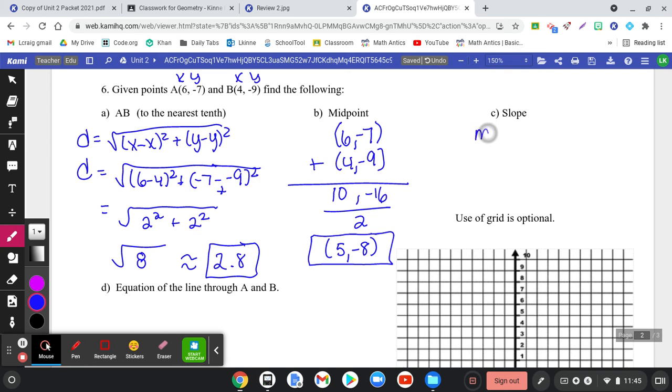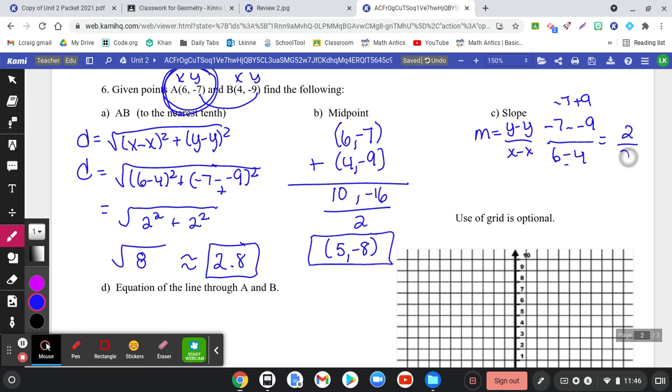And your slope, y minus y over x minus x. It's technically y2 minus y1 over x2 minus x1. But that's just to make sure that you're being consistent. So do your y's. You can either do negative 7 minus negative 9 or the other way around. I'm just going to do negative 7 minus negative 9. Since I started with negative 7, I got to start with 6 minus 4 on the bottom. So negative 7 plus 9 is 2. 6 minus 4 is 2. 2 divided by 2 is 1. There's your slope.